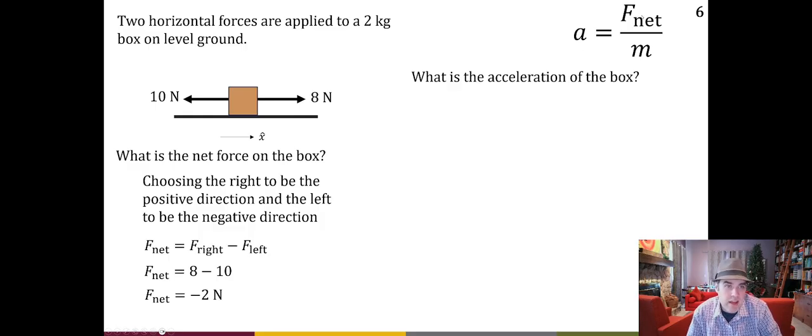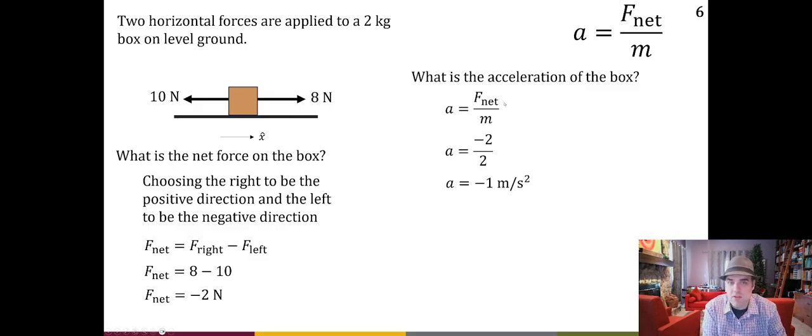And finally, what is the acceleration of the box? So acceleration is the net force over mass, just like Newton's second law tells us. So we can just plug those numbers in. Net force is negative 2, like we just solved. Mass is 2. That's the 2 kilograms that we're told in the problem. So our acceleration is negative 1 meter per second squared, or 1 meter per second squared to the left.